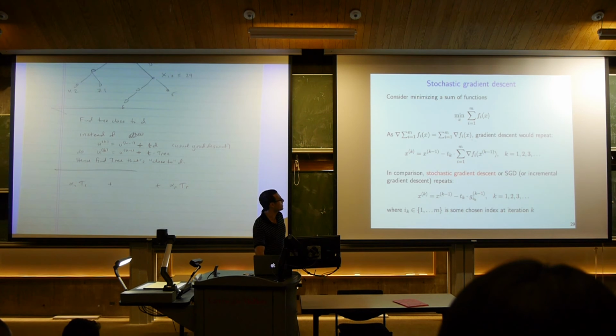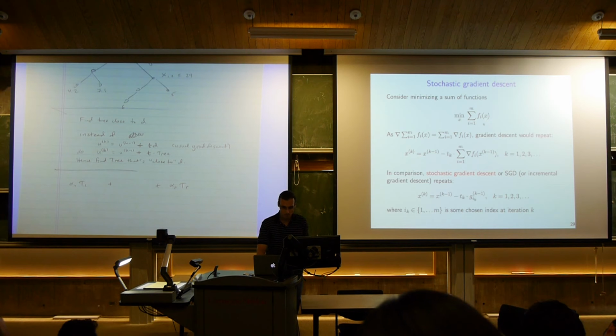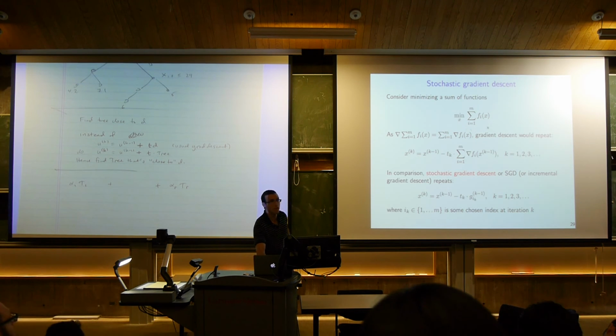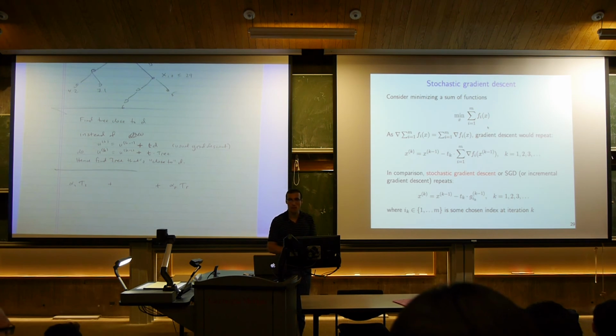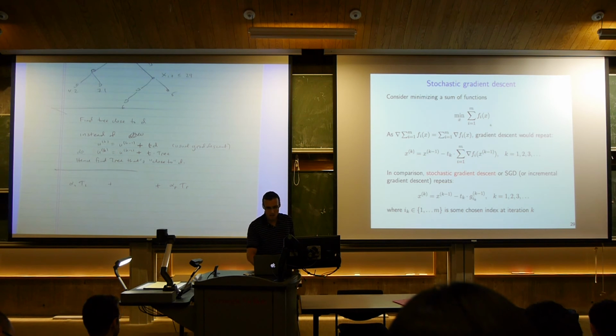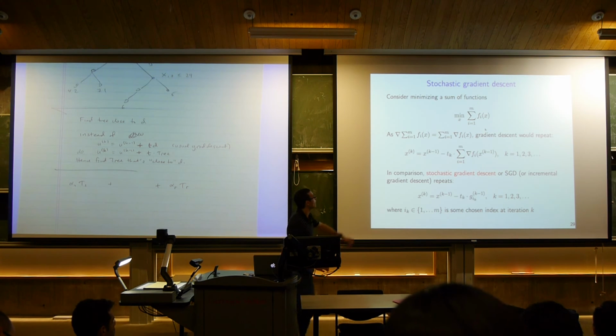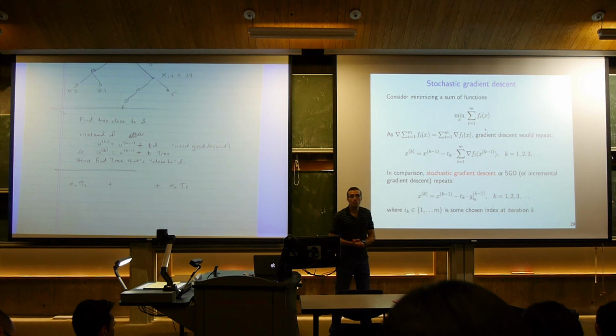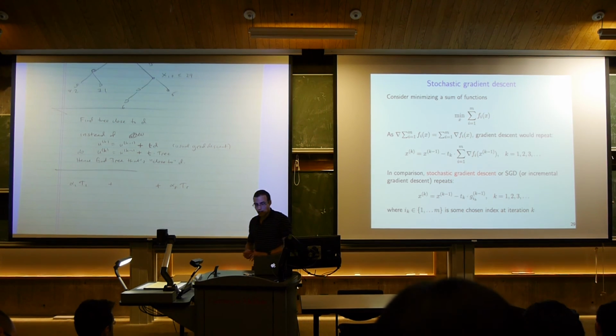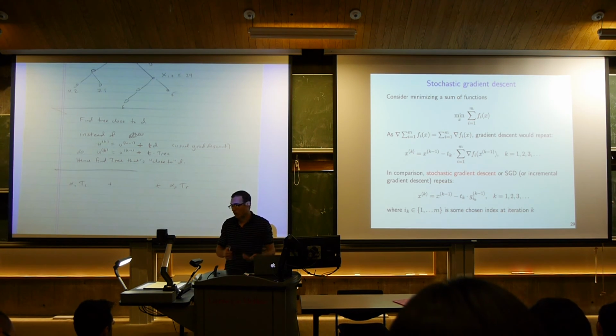To set the stage, we're considering minimizing a sum of functions rather than thinking of f of x as some kind of generic black box function. Suppose it takes this form: the sum of f_i of x over all i from 1 to m. And m, you're thinking here in your mind, is very large.